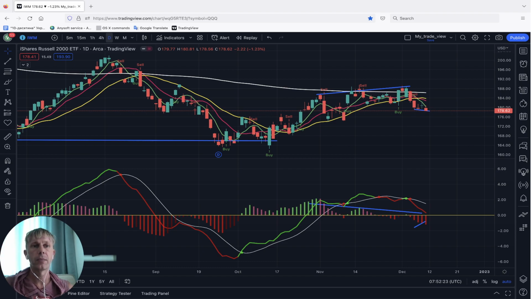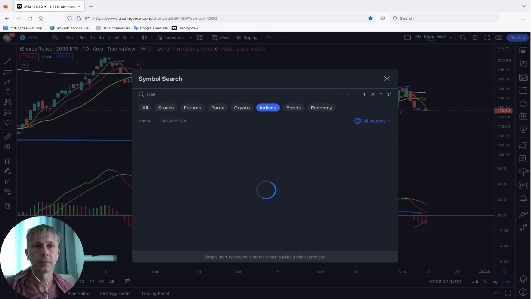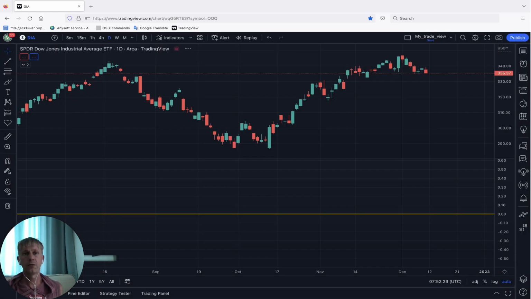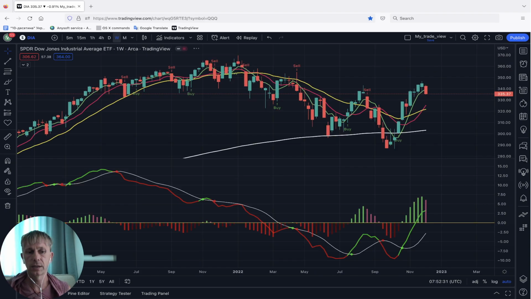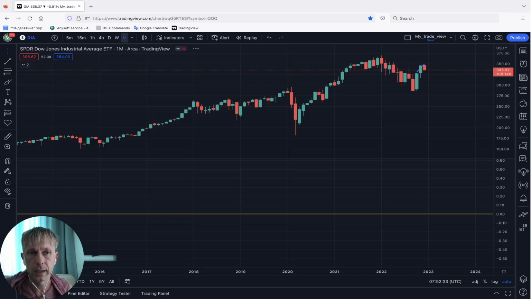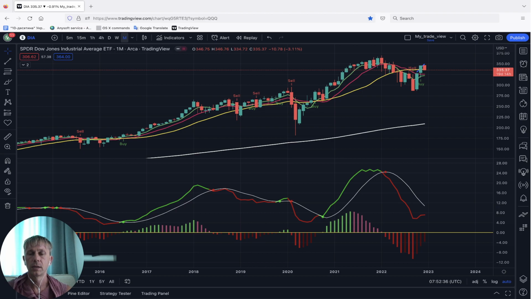Let's do a summary for all. Monthly: all indexes are still bearish for the last 12 months and more. But on weekly, all indexes have a bullish trend. And for daily, they all have a bearish trend. That's what we have. We have kind of a mixed mode: daily bearish, weekly bullish, and monthly bearish.